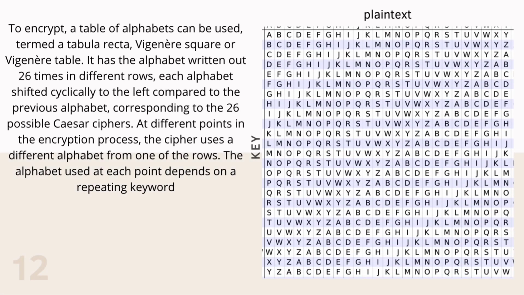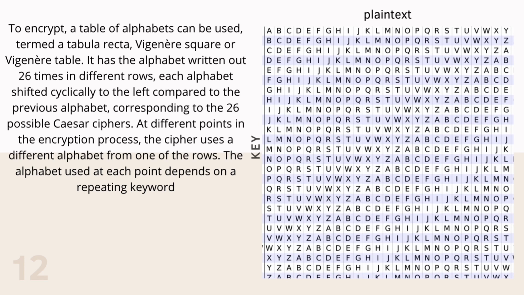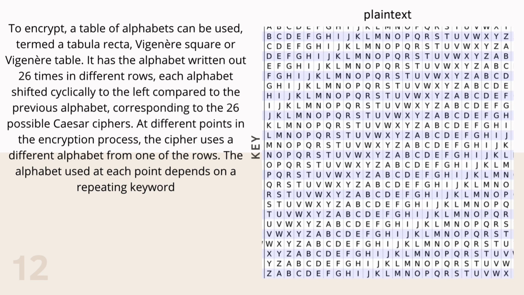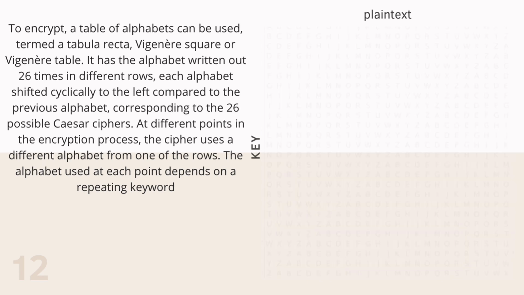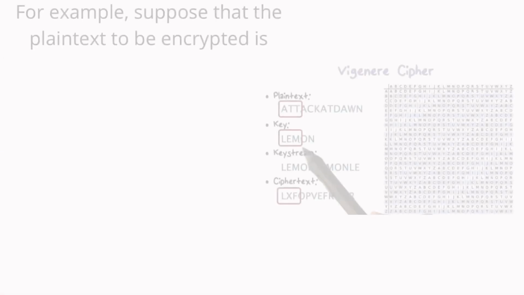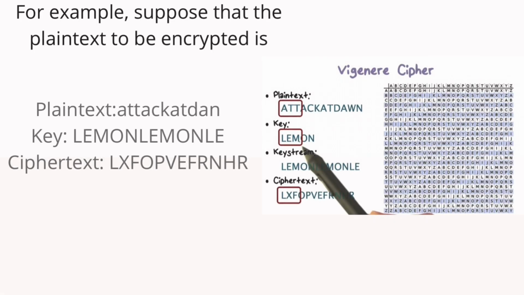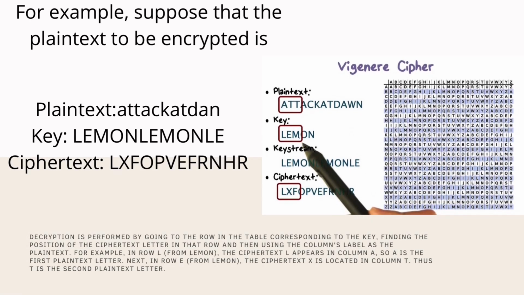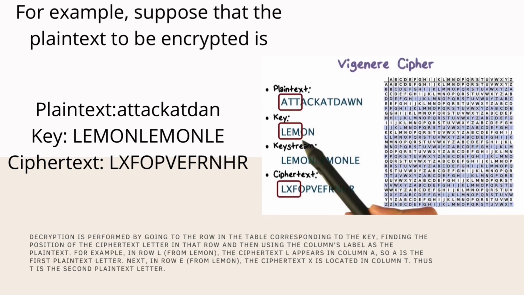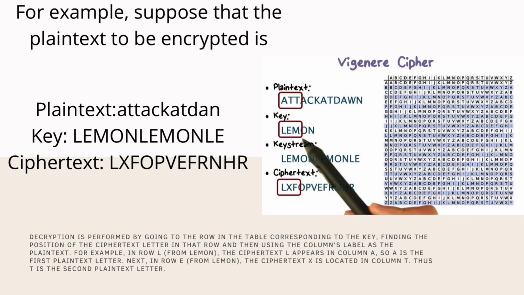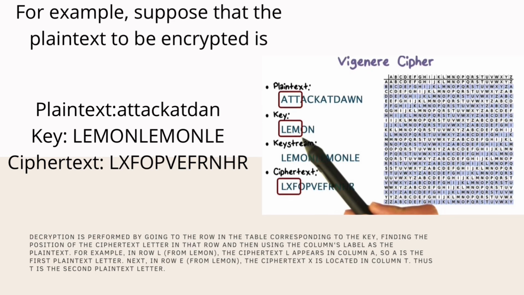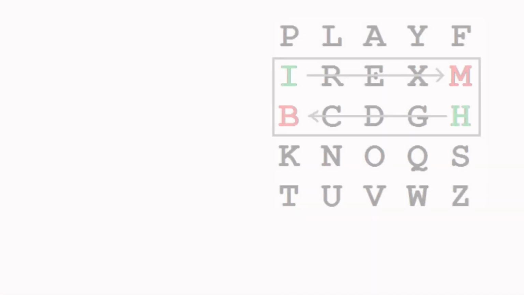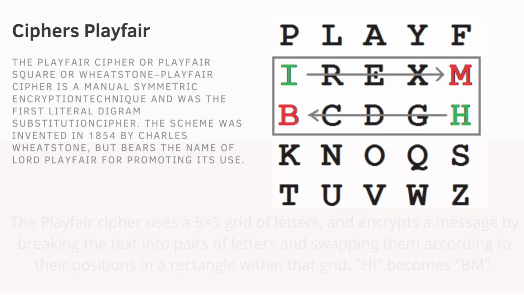For example, suppose the plain text to be encrypted is given, with a key and ciphertext. Decryption is performed by going to the row in the table corresponding to the key, finding the position of the ciphertext letter in that row, and then using the column label as the plain text. For example, in row L, the ciphertext L appears in column A, so A is the first plain text letter. Next, in row E, the ciphertext X is listed in column T, so T is the second plain text letter.